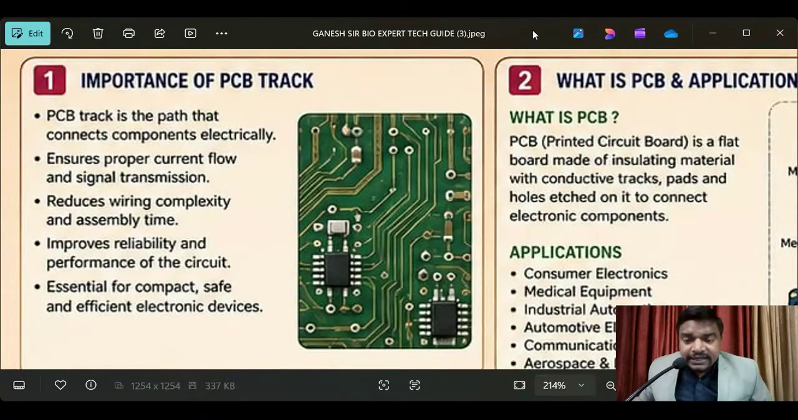Yes, is it clear? All this information, what to do and what not to do, everything is important, and for every biomedical engineer, senior guidance is very, very important. That's why today I'm giving all this information, and hopefully it is very useful in your work area. Okay, the first point, importance of PCB track, I have completed here.